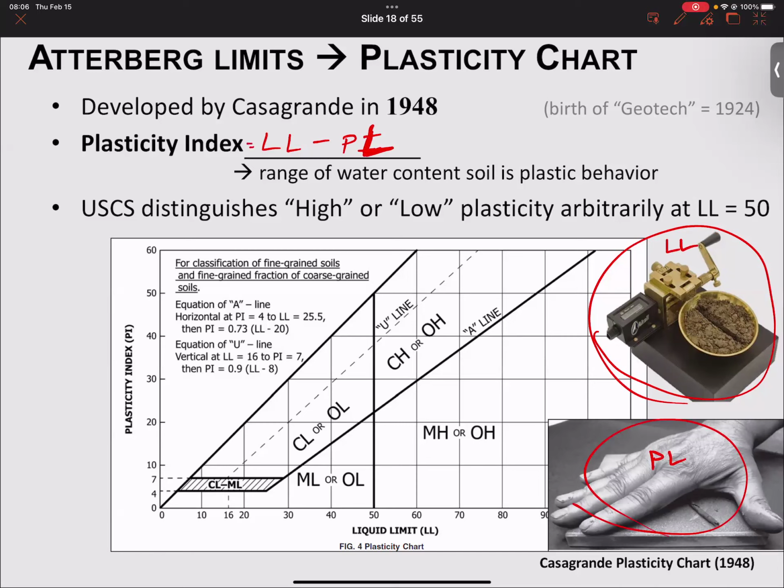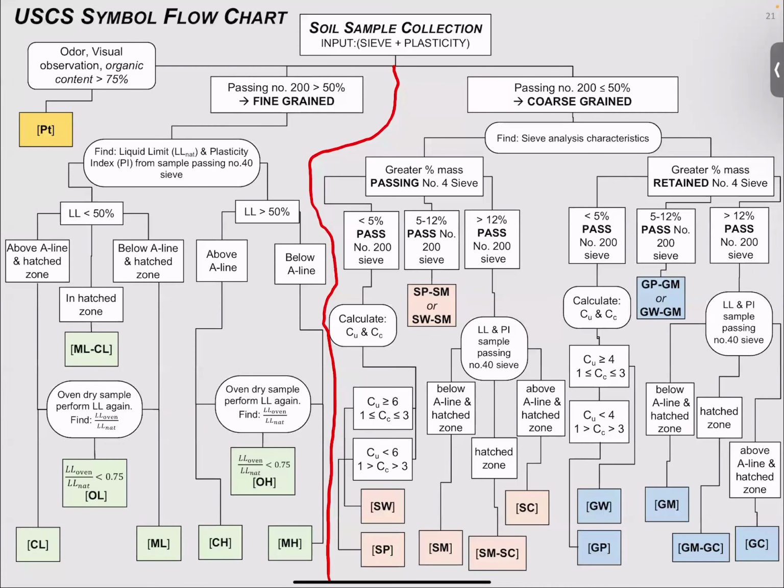So we find that plasticity index by taking the two measured values and calculating the plasticity index. Once we find that, then we can find everything on our left. We just really need to know the chart there.